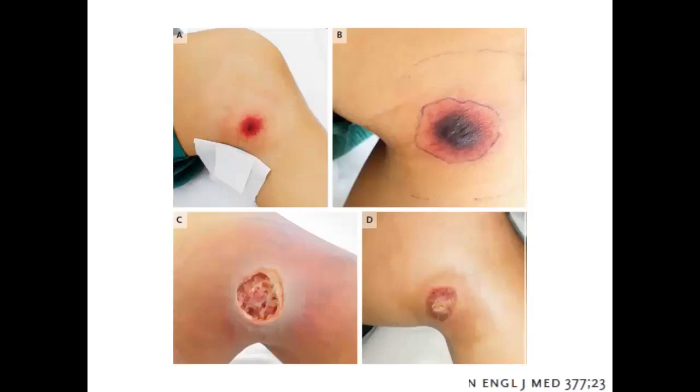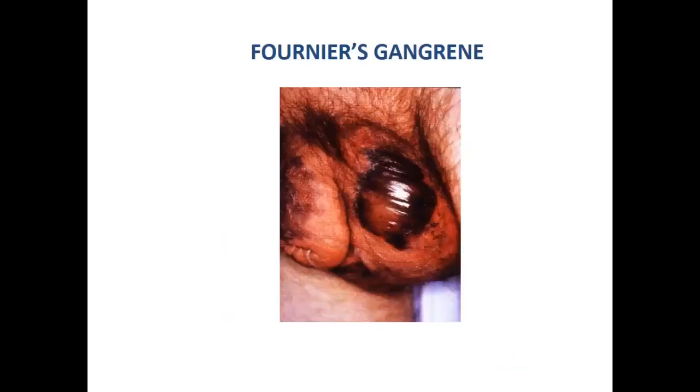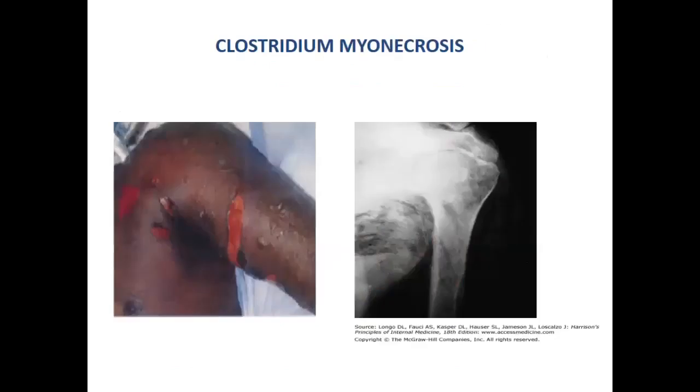was initially, you'll see a lot of bullous lesions. And there's an example of a bullous lesion. Fournier's gangrene is simply defined as a necrotizing infection in the perineum. And this is an example.